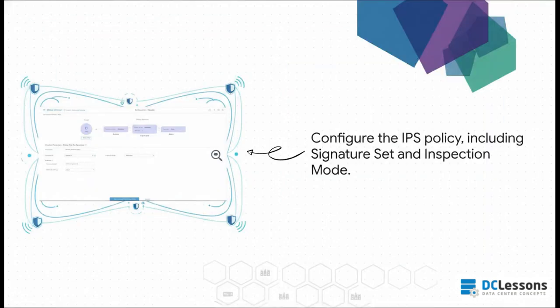And back in vManage, setting up the IPS policy is actually pretty intuitive. You can see here you just give the policy a name, you pick your signature set, like balanced for example, and choose your inspection mode. Then you just apply it to the traffic you want to protect. The whole thing is really designed to be as straightforward as possible.